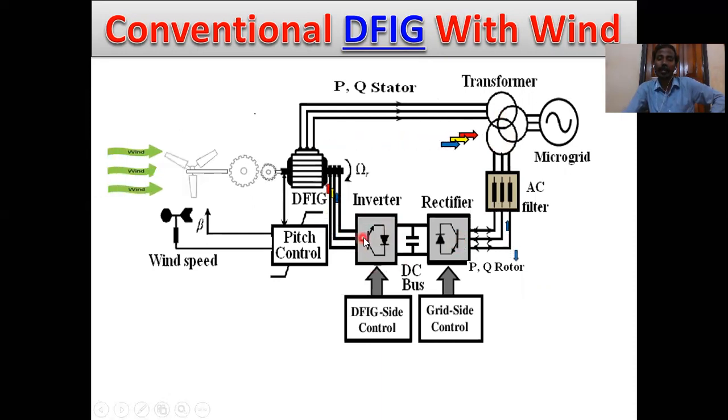This inverter is the DFIG side controller, or rotor side control inverter. It mainly controls harmonics, and this side rectifier is called the grid side rectifier or grid side controller section. And this is the battery section, and this is the wind speed or speed control section. So, the conventional DFIG with wind.